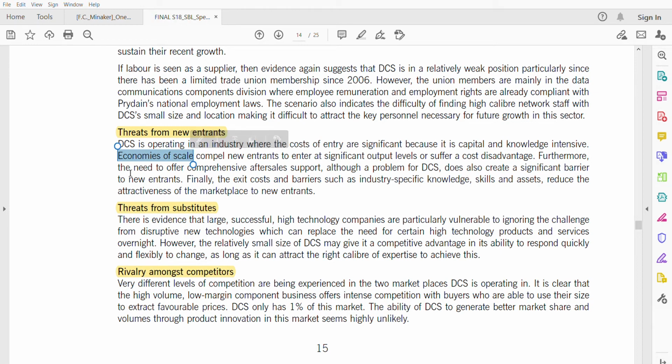Furthermore, the need to offer comprehensive after sales support. Yes, in this type of data communication, you need to offer comprehensive after sales support. Although a problem for DCS. How are they saying it's a problem for DCS?